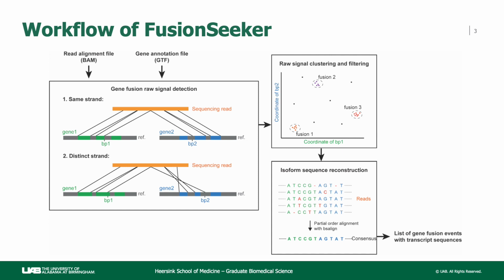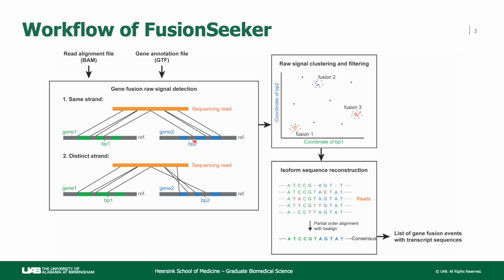After we have both of the input files, the first thing done by FusionSeeker is to identify the raw signals of the gene fusions. It goes through the read alignment file, and for each read alignment, we do the annotation to see if it has been aligned to different genes. If it does, we look for two patterns to see whether the two genes are located on the same strand or on two different strands. In both cases, FusionSeeker will try to infer the breakpoint locations on gene 1 and also on gene 2.